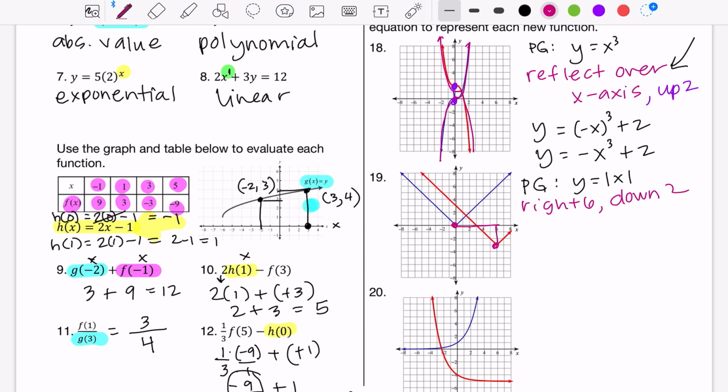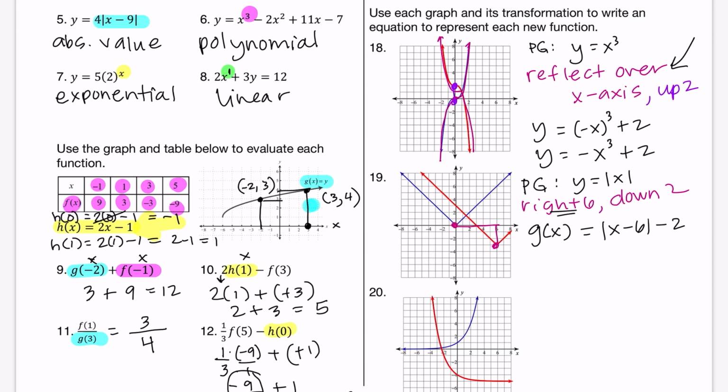So how would we incorporate that into our new equation? I should actually write this as g of x instead of y, but it's fine. Right 6 is going to be minus 6 because the x's are always opposite. So right is positive, but we're going to put a minus because it's the opposite. And then down 2, the y don't lie, so you can just put down 2 as minus 2. Okay, moving on up to the next one.